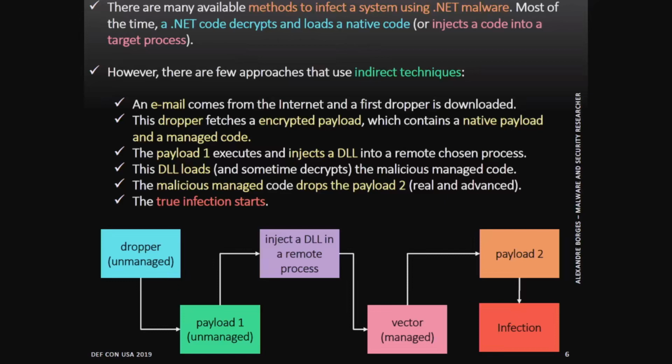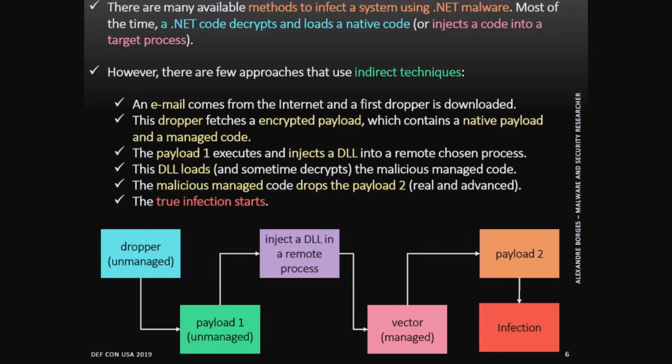You see, this is a real case that I faced some months ago. The suspect receives an email, clicks on the link, and drops a first dropper. This dropper fetches a first payload on the internet. This payload is composed of two pieces. One piece is native code. The other piece is an encrypted managed code.